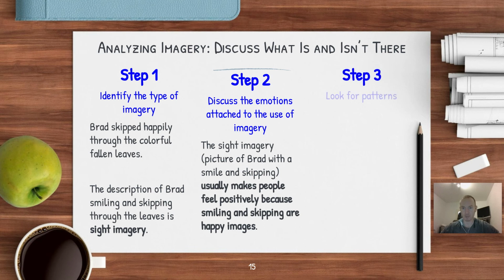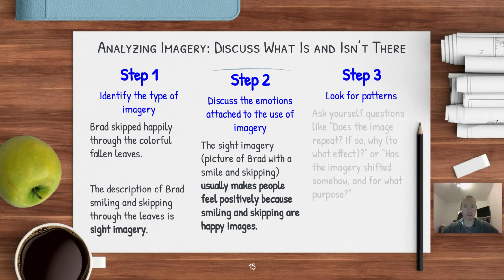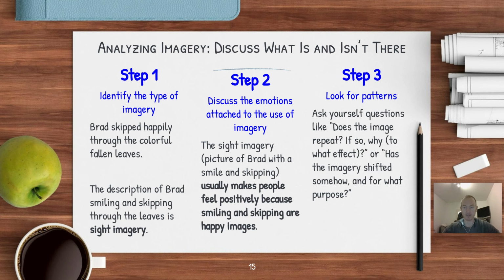And then step 3, look for patterns. Ask yourself questions like, does the image repeat itself? And if so, why did it do that? What was the effect of having that image repeated? Or, like we just saw in the previous example, has the imagery shifted somehow, from bad to good, or from good to bad, or from better to worse? And then why? For what purpose? What does that seem to help the author do?